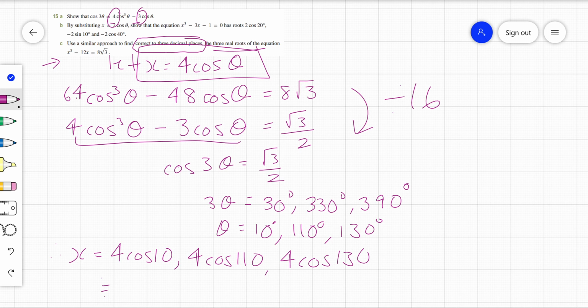So cos 10, where's my calculator? Alright, so 4 cos 10 degrees is 3.939, to 3 decimal places. 4 cos 110, we've got negative 1.368, and then 4 cos 130 is negative 2.571. Anyways, the process is the most important, so just make sure you understand that process.